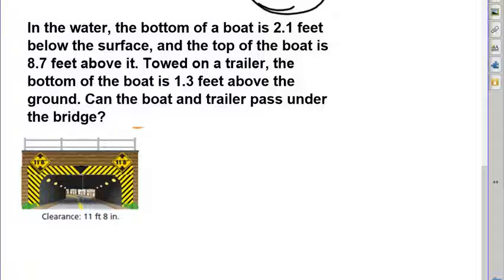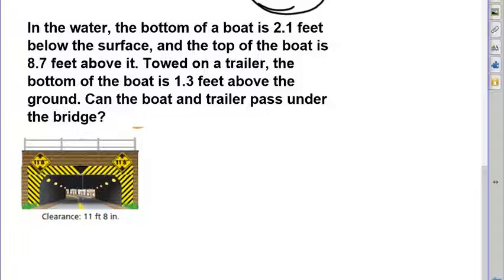Our final problem is a word problem. And this is just one of many, many, many examples of when we might use adding or subtracting rational numbers in real life. This problem says in the water, the bottom of a boat is 2.1 feet below the surface, and the top of the boat is 8.7 feet above it. Towed on a trailer, the bottom of the boat is 1.3 feet above the ground. Can the boat and trailer pass under this bridge? And our bridge has a clearance of 11 foot 8 inches.